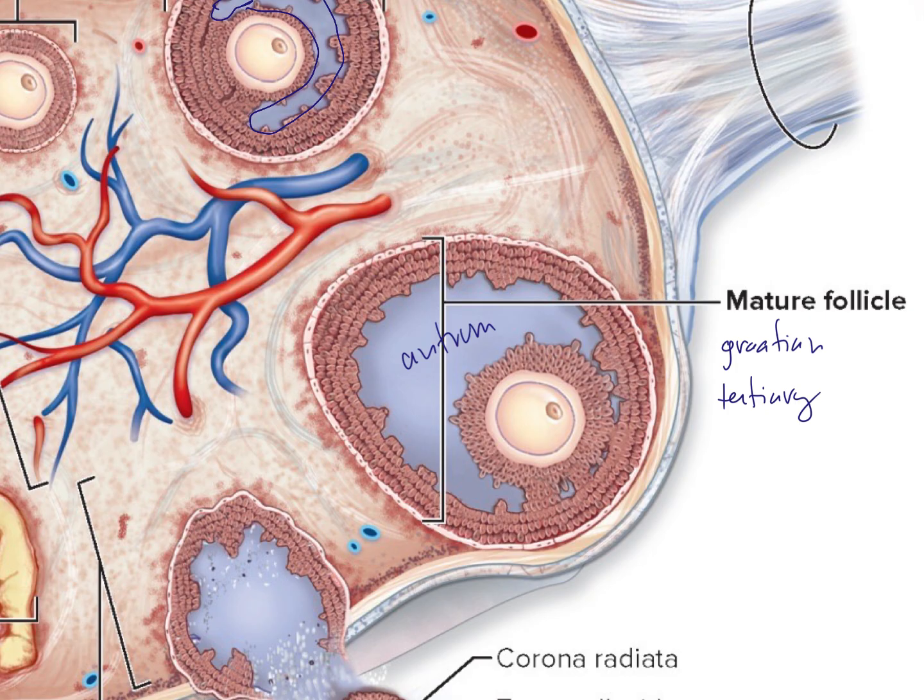What's the question? Which one? This one? Tertiary. And this one is Graafian. Graafian is named after the scientist who characterized the follicle.